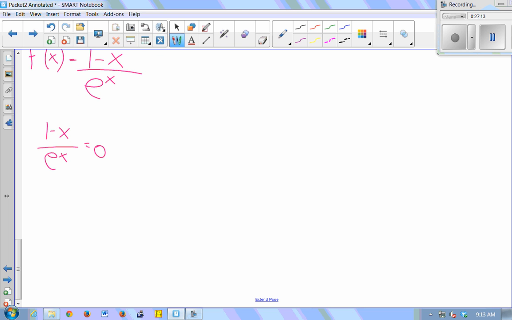Two ways to think about this. You could think about cross multiplying. You could think about multiplying both sides by e to the x. Or you could say, I have a fraction that equals 0. The only way a fraction can be 0 is if its numerator is 0. Just ignore the denominator. And you get x equals 1.